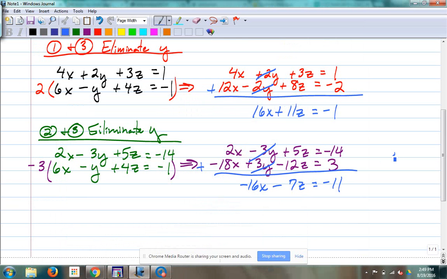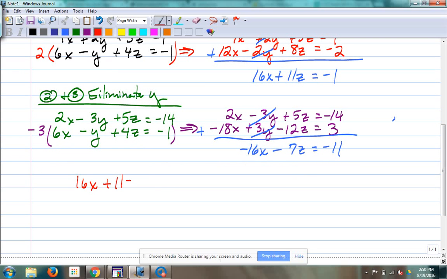All right, let's continue. Now, look at what I've got here. I've got two equations that have x and z in them. And it looks like they're going to be pretty nice to do elimination with, right? If I put those two together, that will get me an equation that only has a z in it. Okay, so I'm going to do those two as a system of equations.